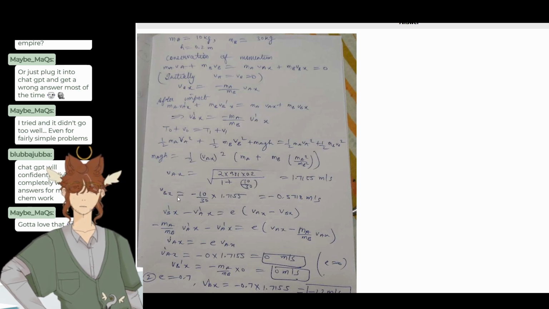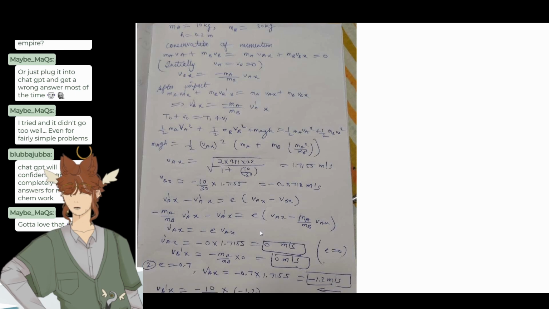It's the same magnitude. VBX equals 1030 times this. What? Oh, also E. Where do they define E? Okay, VBX minus VAX equals E times VAX minus VBX. Okay, so the equation is right. Negative MA over MB VAX. So negative equals E. Oh, this might be too hard to follow.